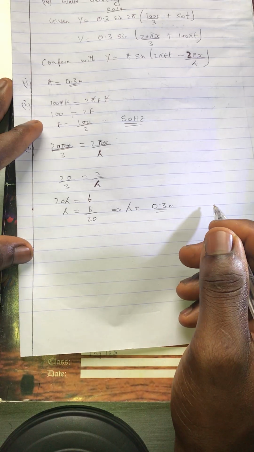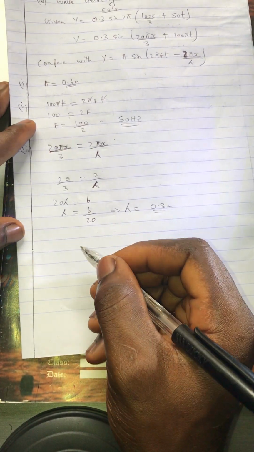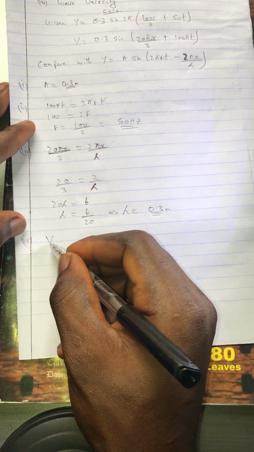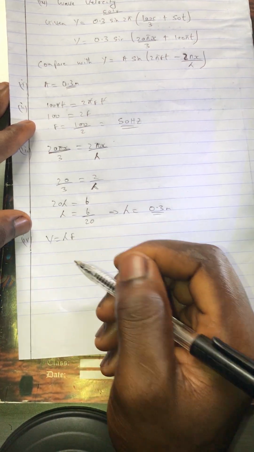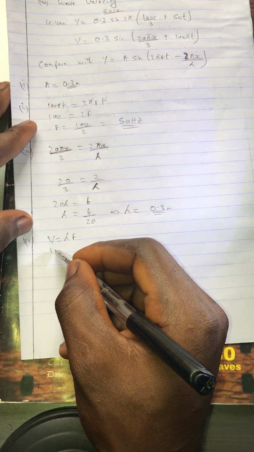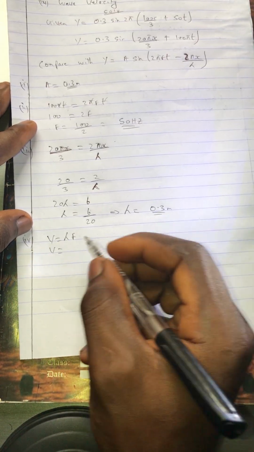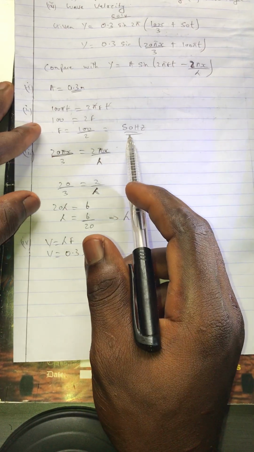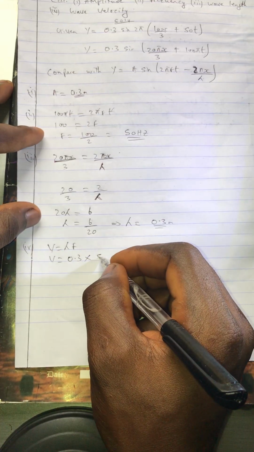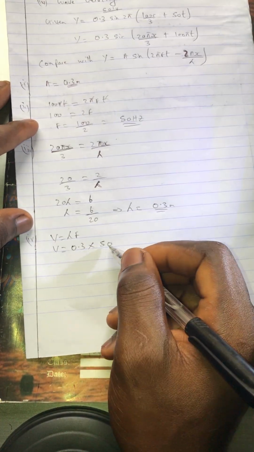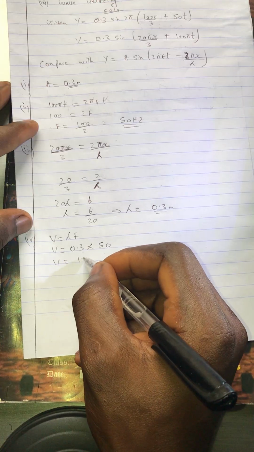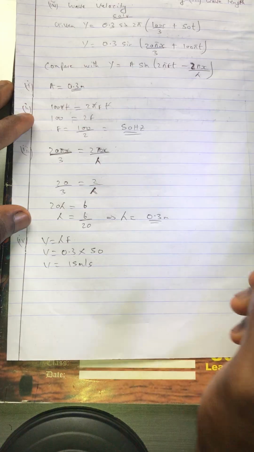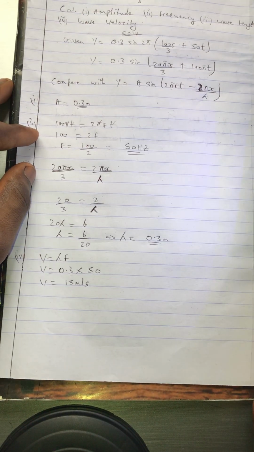Now let's find the last one, which is our wave velocity, part IV. So we use this formula: V equals lambda times f. We already know our lambda. Our lambda is 0.3, times, we already know our f. Frequency is 50 Hz. So this multiplied by this is going to give you 15. You put in the units, meter per second. So that is the solution to these questions.